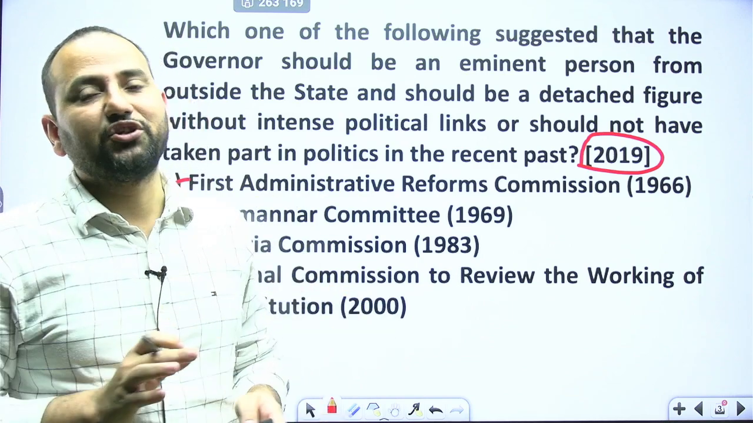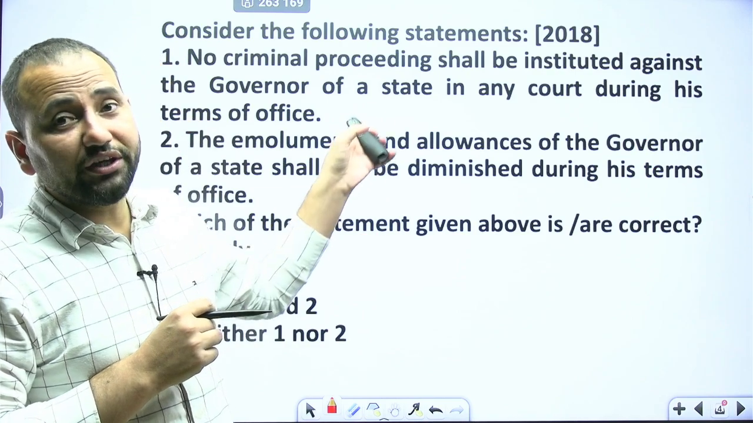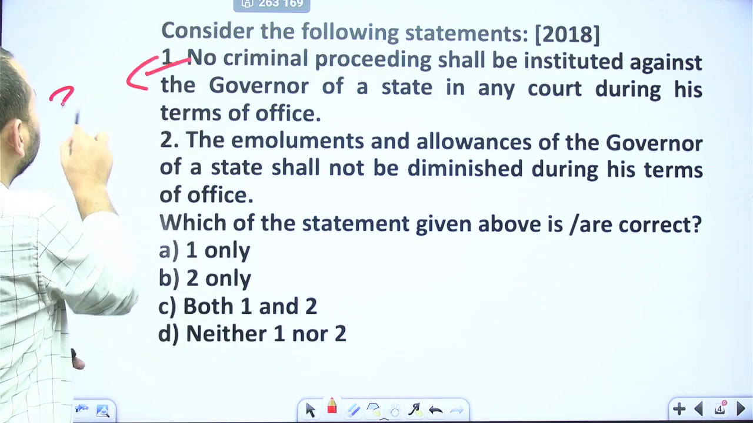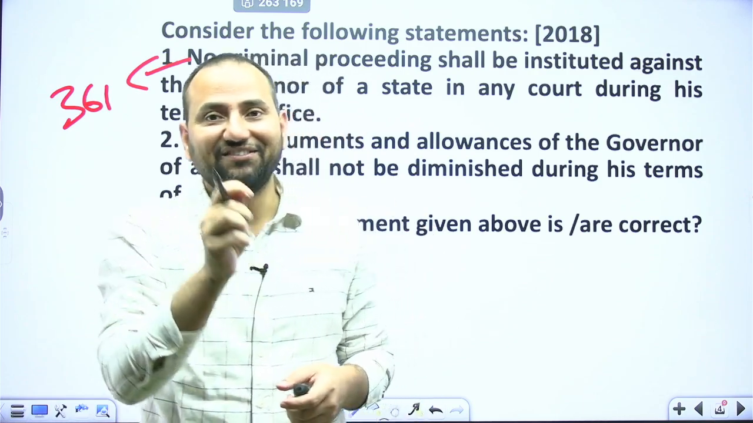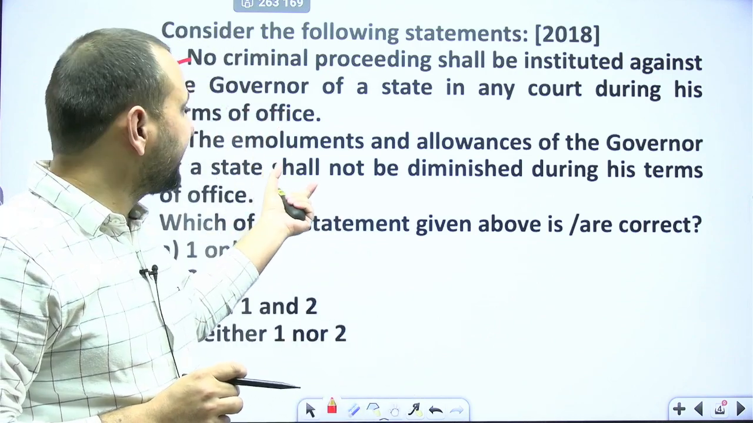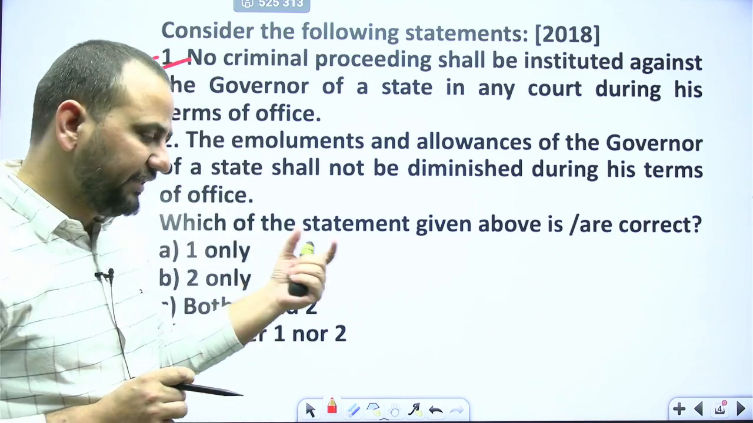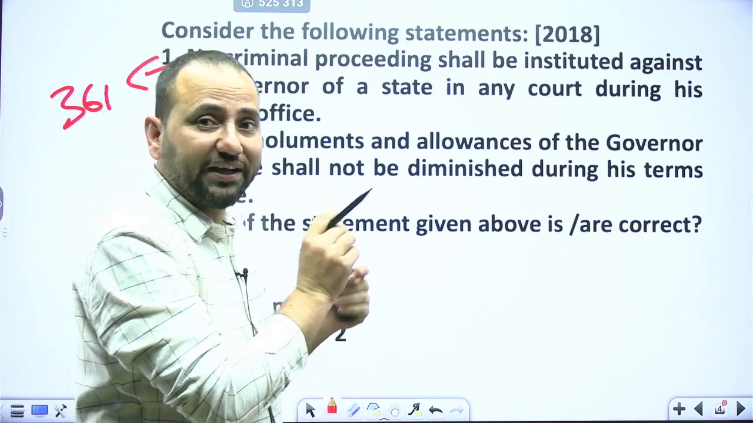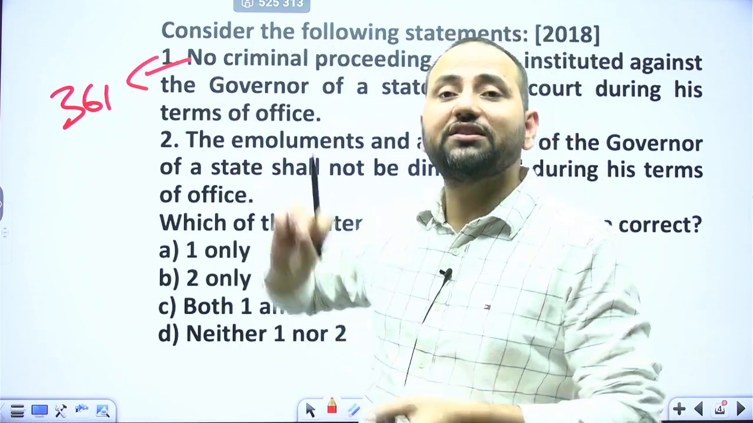Again, if you move forward into this concept, you will see that there was a question in 2018 also. It was with reference to Article 361 of the Indian Constitution, which gives us some sort of privileges with reference to the Office of Governor. Along with this, there was another statement with reference to emoluments and allowances associated with the Office of Governor, mainly the Second Schedule of the Constitution. Now, if you talk about these dimensions, again, we are able to understand from this very question what we need to cover in the structure of Office of Governor.